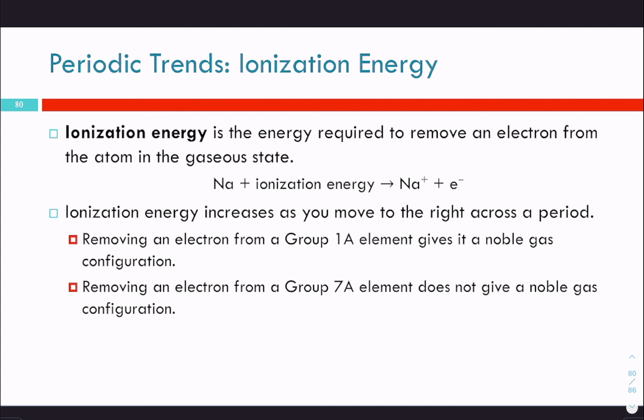And again, remember that we just talked about how sodium actually wants to lose an electron, because then it has a noble gas configuration. So removing an electron from sodium or anything on the left side of the periodic table is going to be really easy because they'd rather do that anyway. Removing an electron from anything closer to the right side of the periodic table is going to be very, very difficult because you're moving it farther away from being a noble gas configuration. So these are easy. These are difficult.